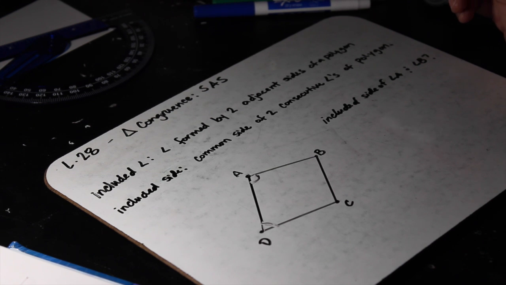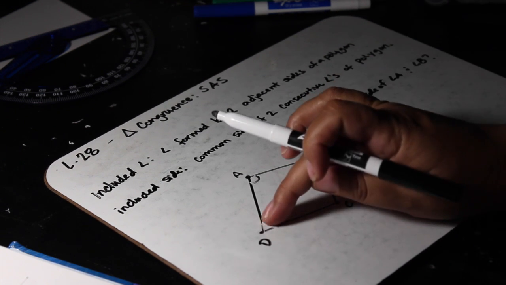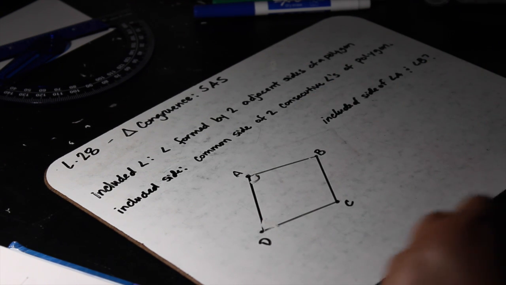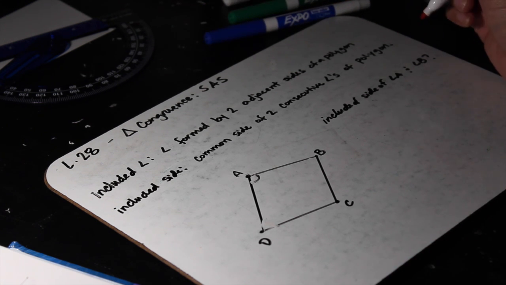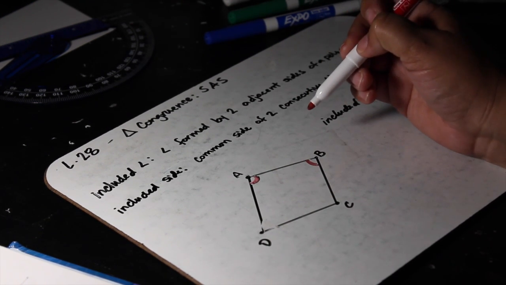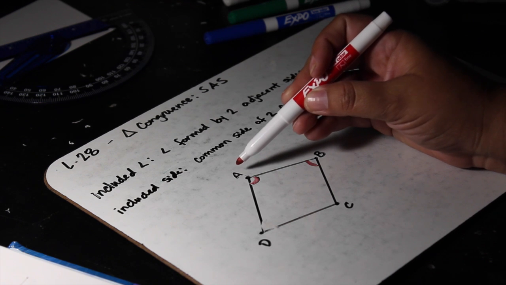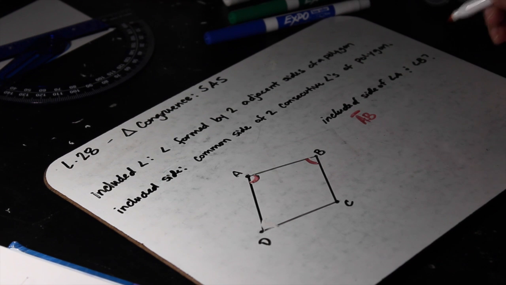With that, we're going to look at example number 1, which says, what is the included side of angle A and angle B? Let me do it in a different color so we can see. The common side that they both share is side AB. So segment AB is the included side.